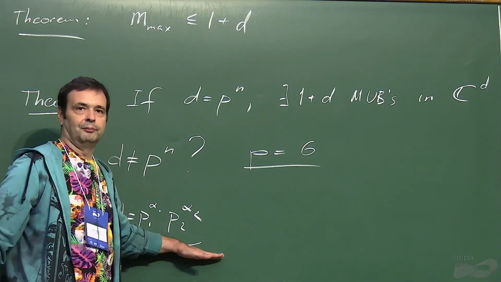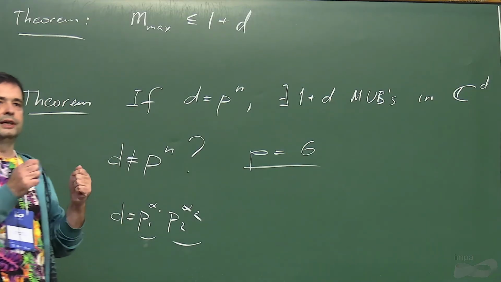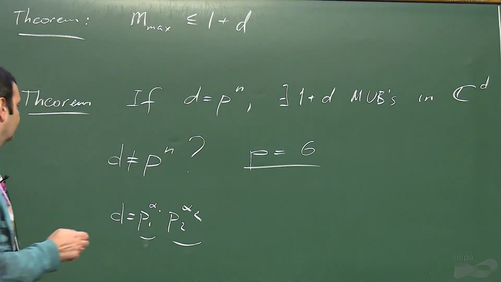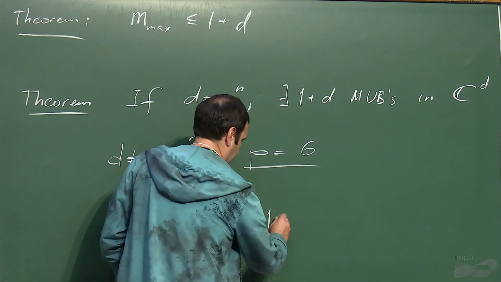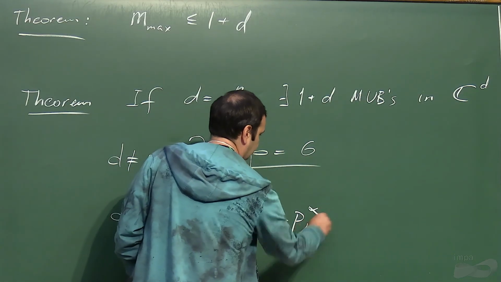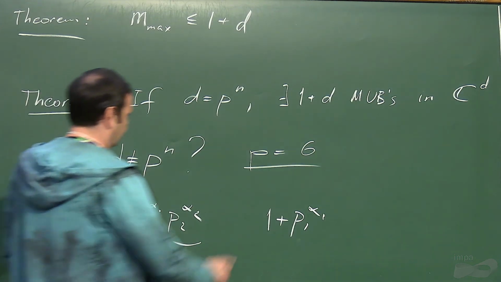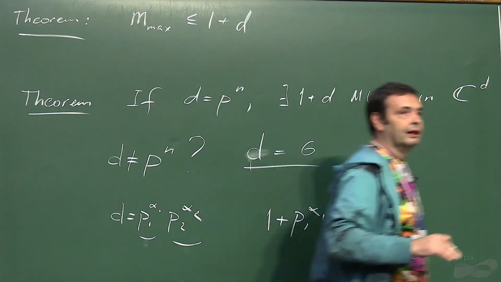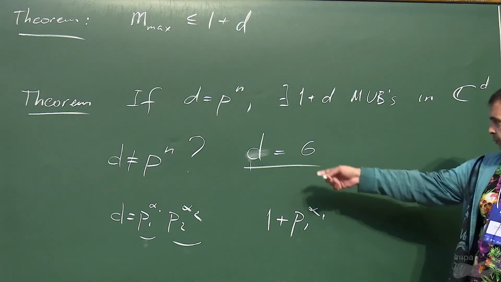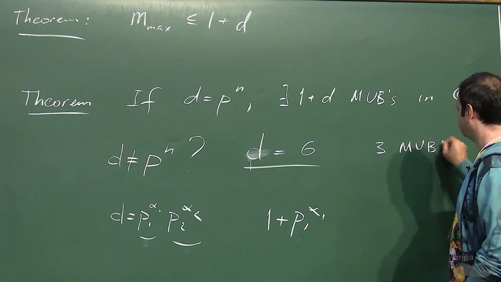There will be more of them here, so take just as many as here and take the tensor product. And that would give you a collection of mutually unbiased bases with this cardinality. p_1 to the alpha_1 is the smaller of the two prime powers. So this is easy to show, and in particular in dimension 6, the smaller factor is 2, so you have 3 MUBs from this construction.